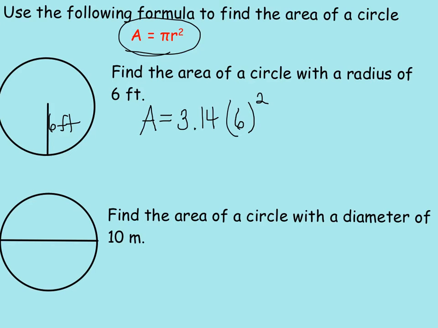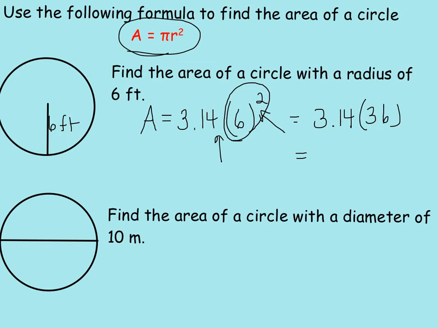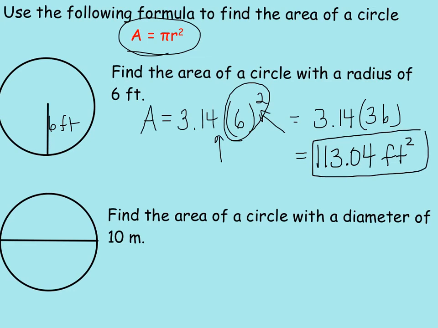It's important to note, though, that when we're solving this, remember PEMDAS? We have multiplication right here, and we have exponents here. Exponents always come before multiplication. So that means we need to take 6 to the second power first. So we're really doing 3.14 times 36. And so that makes our area 113.04. Our units are going to be feet to the second power because area is always to the second power. Let's go ahead and try the second one.